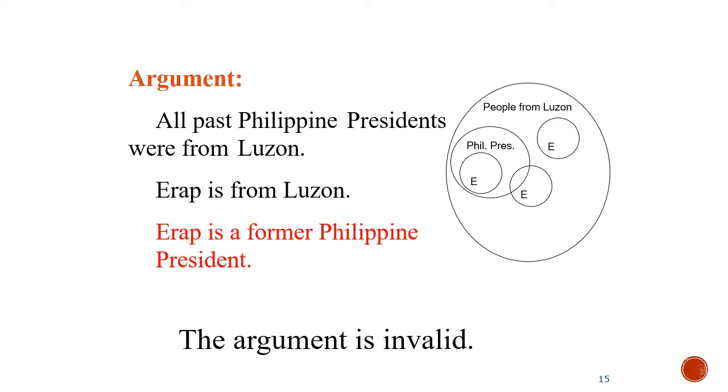Okay? So again, for the third time, I'm telling you, to determine the validity of an argument, base it on the structure of the statements or the structure of the argument. You can make use of a diagram to visualize or illustrate the argument so that you can easily determine its validity.